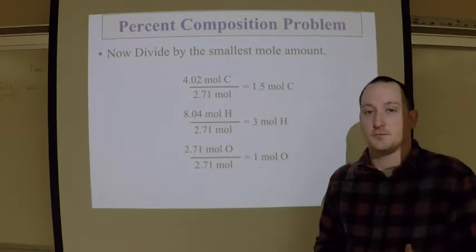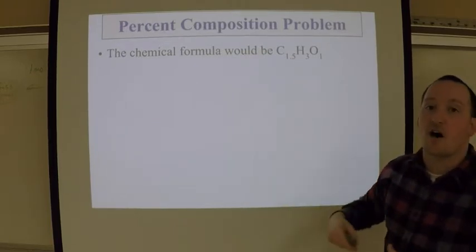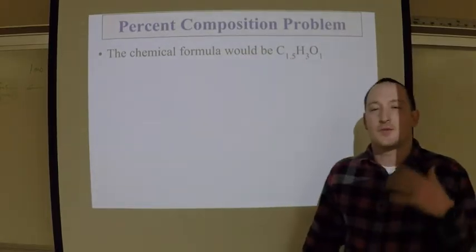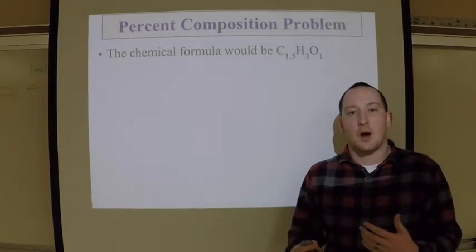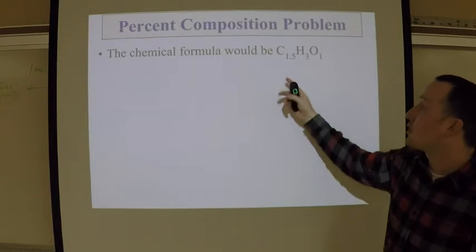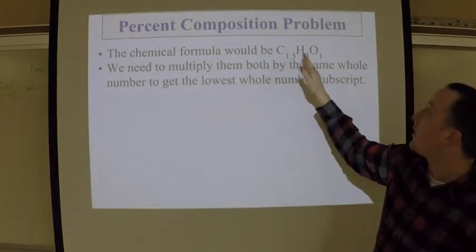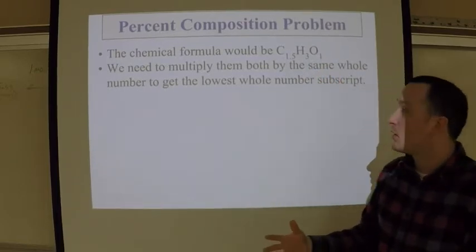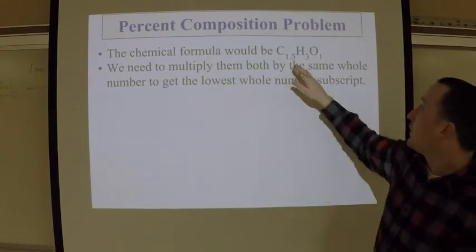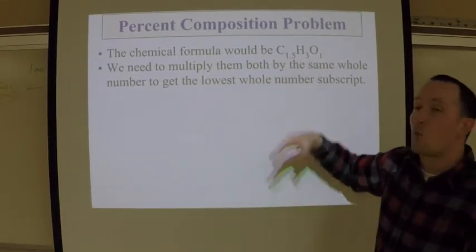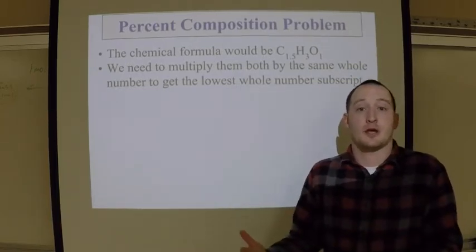Now, here's the issue. The chemical formula would be C1.5H3O. Well, remember how we can't have half subscripts. So in order to remedy that problem, we have to multiply each of these subscripts by the same number to get the lowest whole number of subscripts possible. So what can I multiply a half by to get it to be a whole number? Well, that's 2. That's the lowest number I can multiply it by.